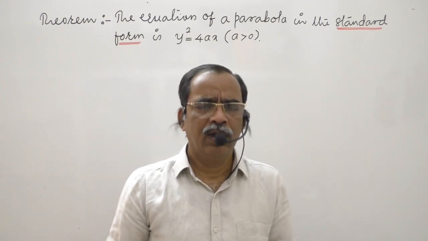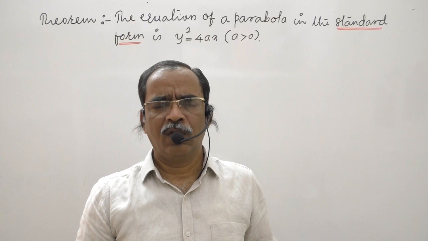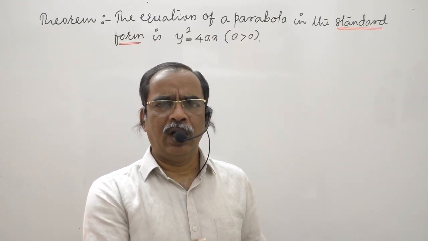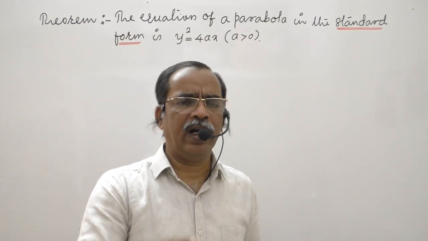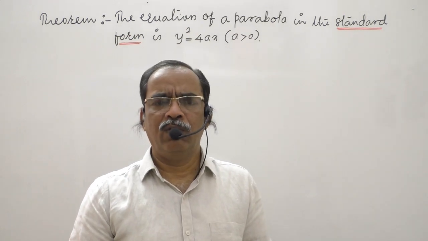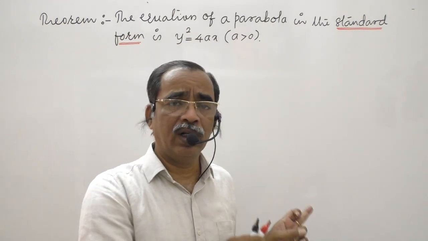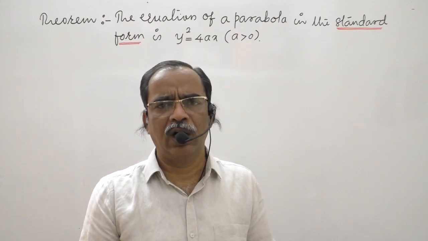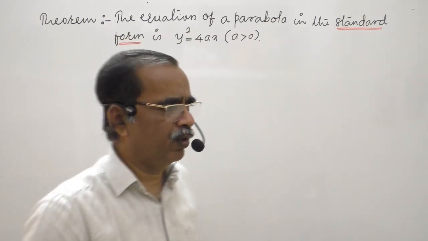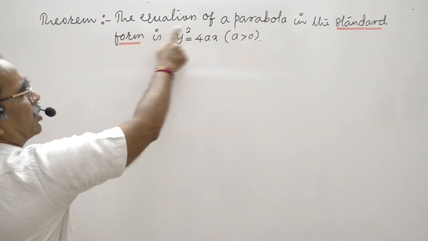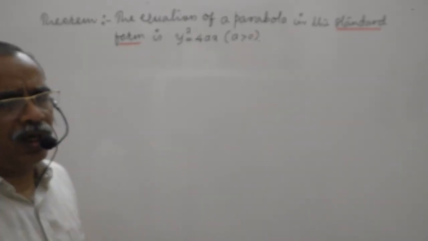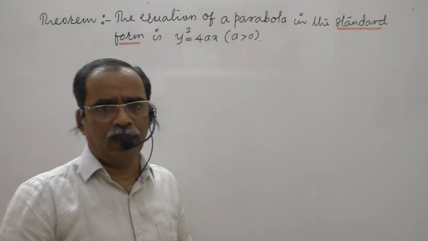Generally in theorems, some data will be given. For example, if you take circle, find the equation of a circle with center h comma k and radius r. Then using the given data, we derive the equation. But in the standard form, no data will be given. We have to define everything. Listen carefully. So the equation of a parabola in the standard form is y square equal to 4ax. This is to be proved.